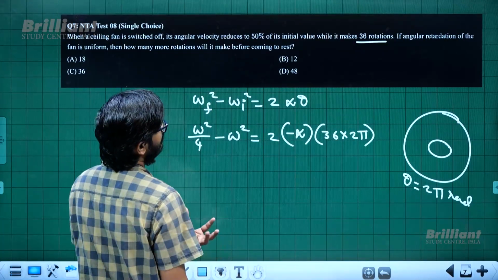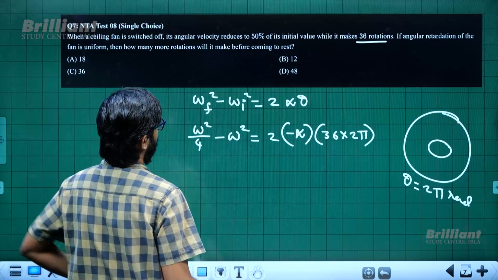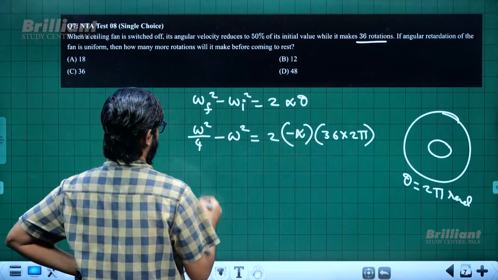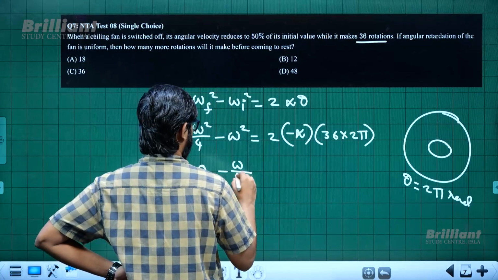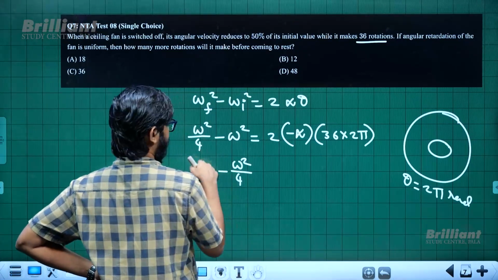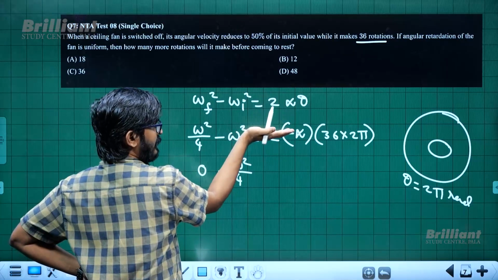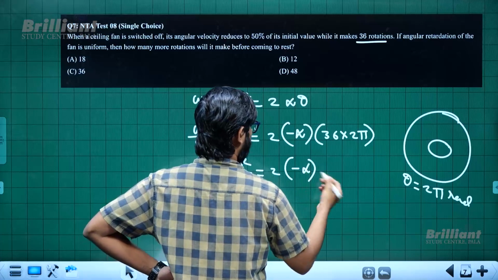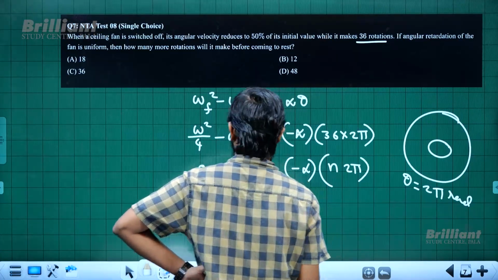Now what they are saying, if the angular retardation is uniform, then how many more rotations will it make before coming to rest? So final angular velocity will be 0, initial angular velocity is omega by 2, right? So from omega to omega by 2 we have written the equation. From omega by 2 to 0 we have to write this equation, just 2 into minus alpha into, let me say the number of rotations are n, so n into 2 pi will be the number of radians.